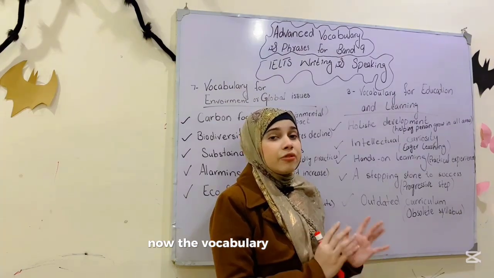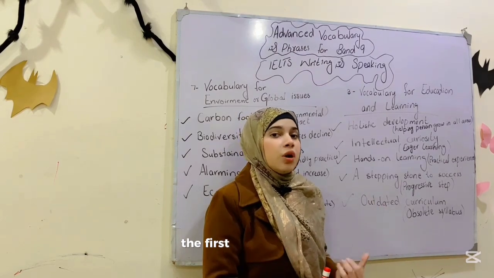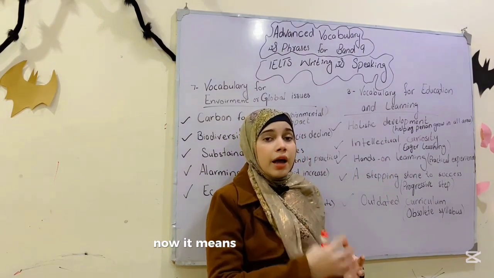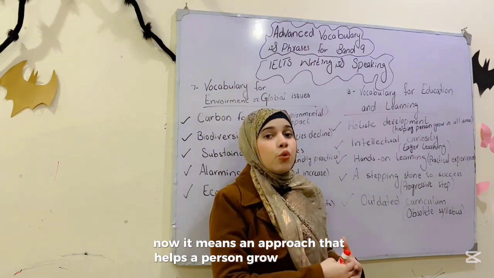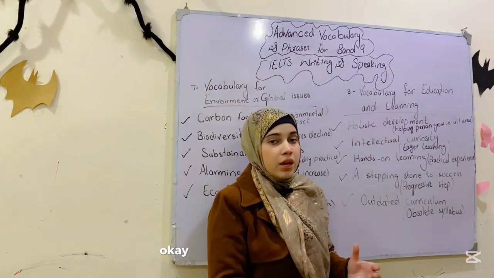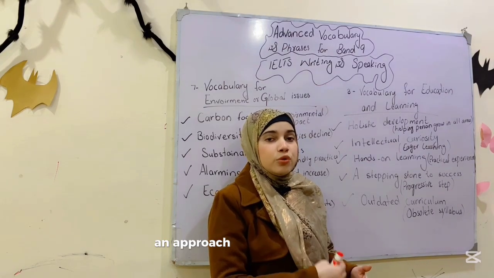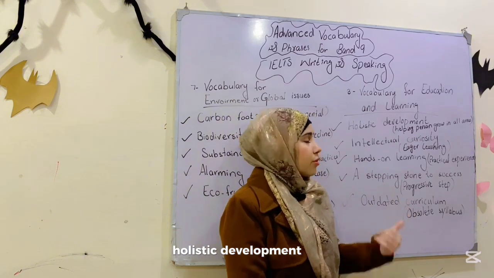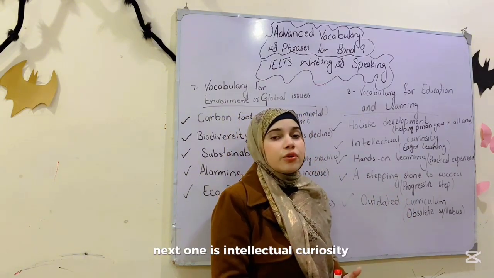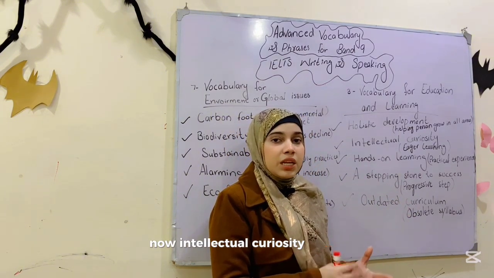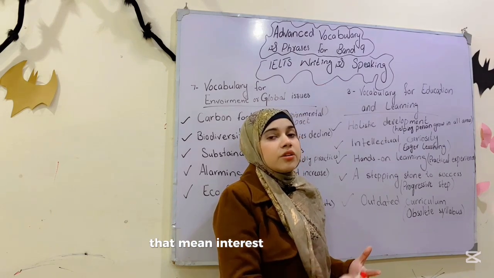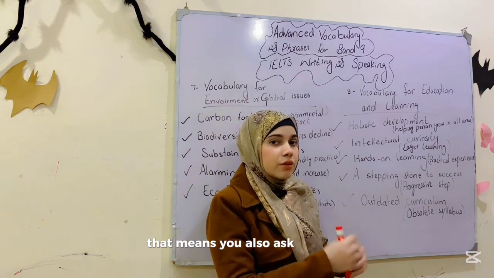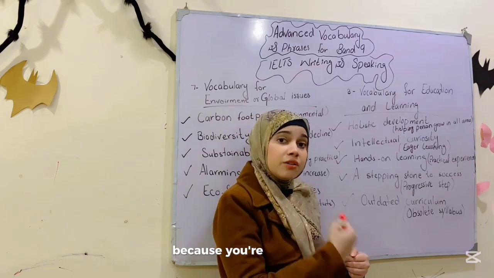Now, the vocabulary for education and learning. The first one is holistic development. It means an approach that helps a person grow in all areas. Holistic development means an approach through which a person can learn in all areas. Next one is intellectual curiosity. Intellectual curiosity means eagerness in learning. That means interest in learning, or curiosity in learning something. That means you also ask questions while learning something because you're interested.